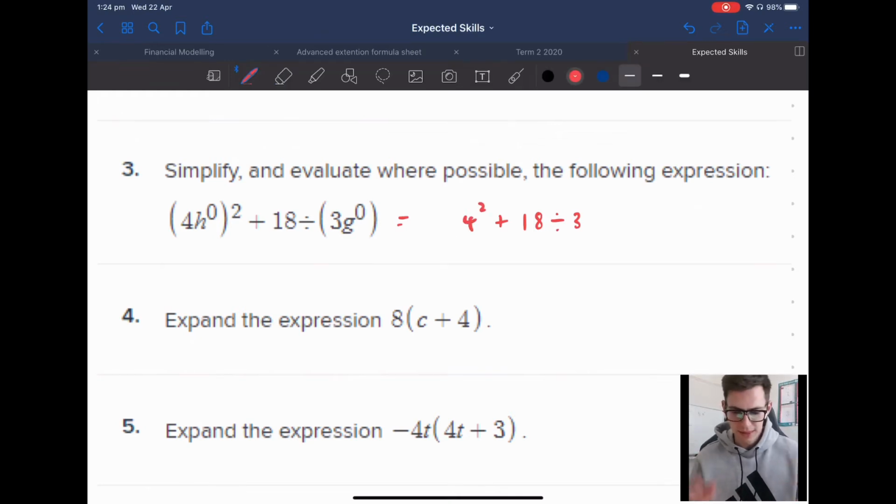And I eventually get left with this as my question. You could just chuck that in your calculator, or you could just figure it out and go, well, 18 divided by 3 is going to be 6. 4 squared is 16, plus 6, you're going to get 22.